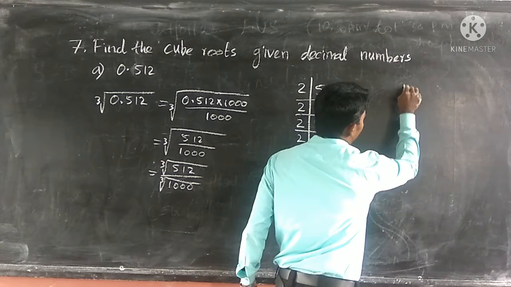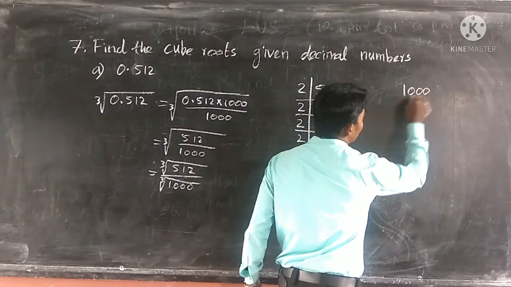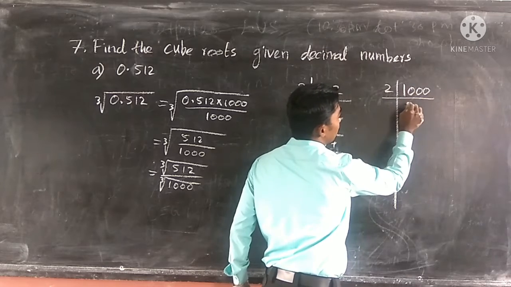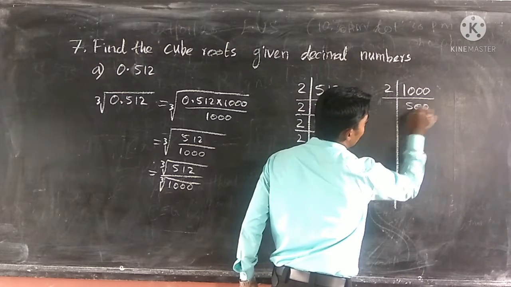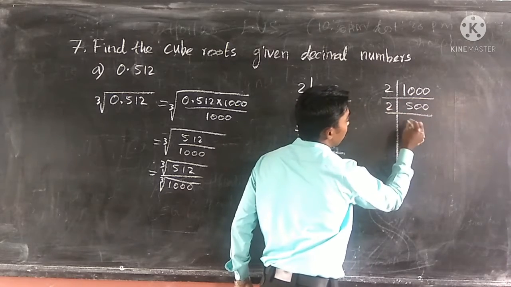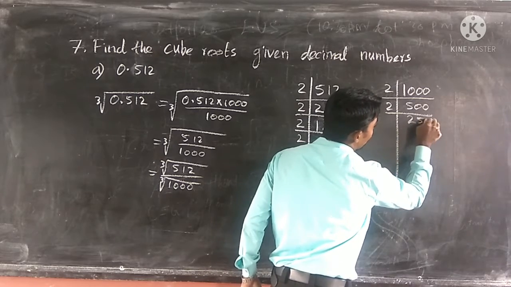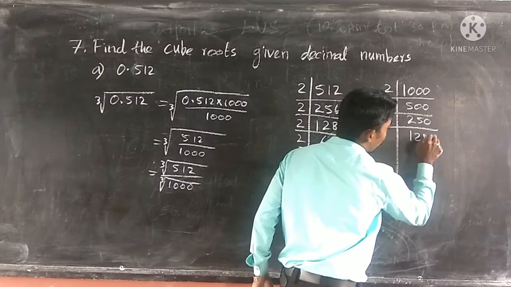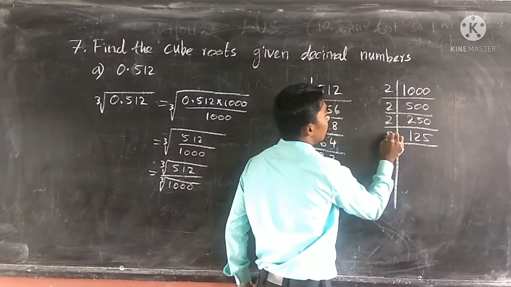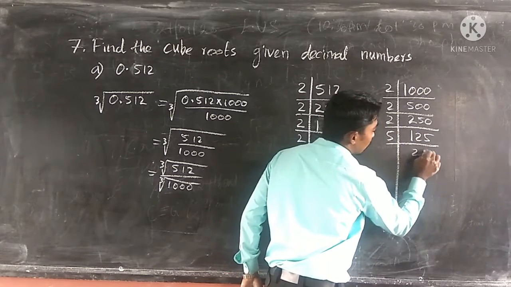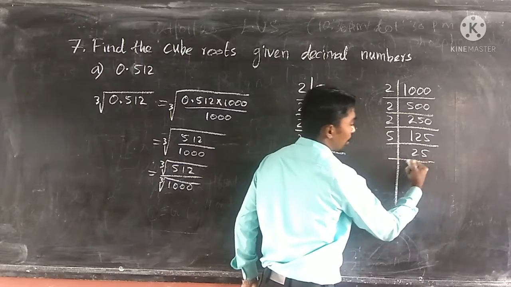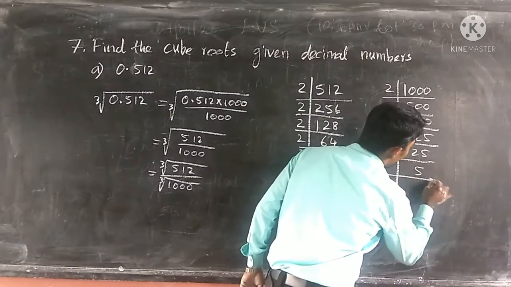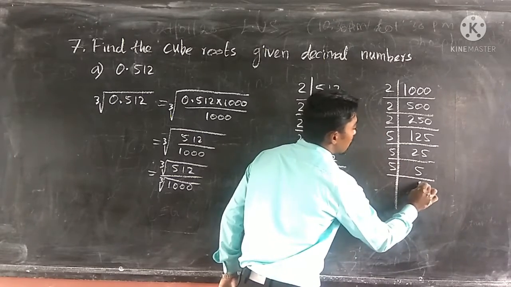Now we are going to factorize 1000. 1000 we can divide by 2. We will get 500. 500 we can divide by 2. We will get 250. 250 we can divide by 2. We will get 125. 125 we can divide by 5. We will get 25. 25 we can divide by 5. We will get 5. 5 we can divide by 5. We will get 1.